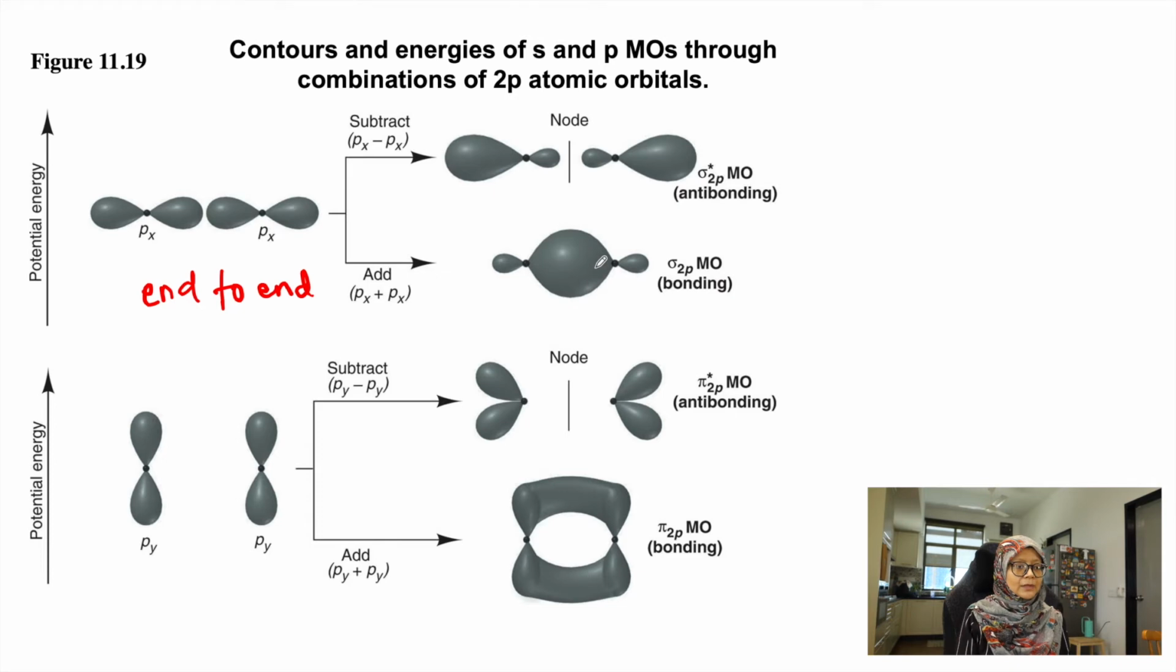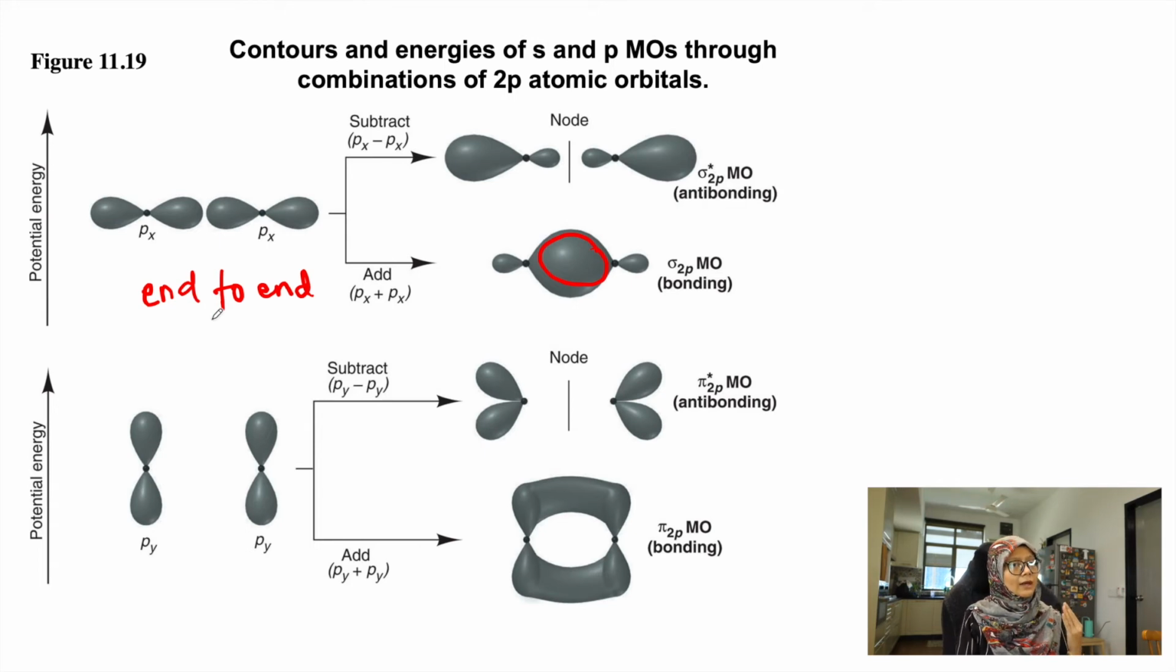So the electron density will become higher at the center, or at the nuclei, surrounding the nuclei. And if we subtract these two, it will form a node, where the electrons move towards the outside region of this node. It will form a sigma star 2p, where we have an anti-bonding. That one is for the end-to-end.